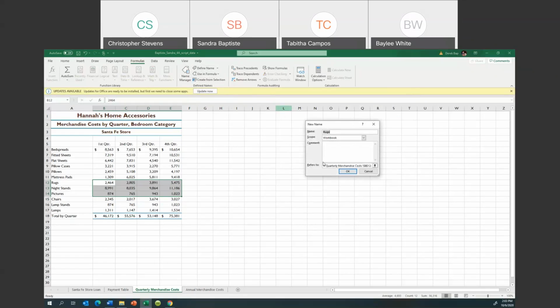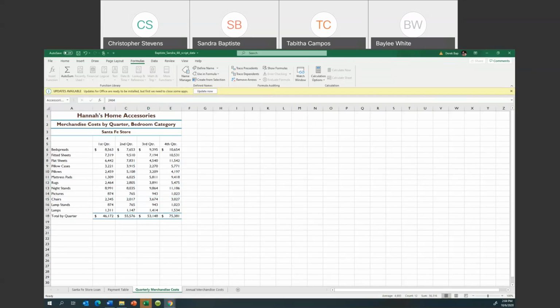This one's going to be called accessories cost. Wait a minute, can you spell for me? Accessories, A C C E S S O R I E S. Underscore and then cost. Excellent. All right, and you can press OK. Cool.